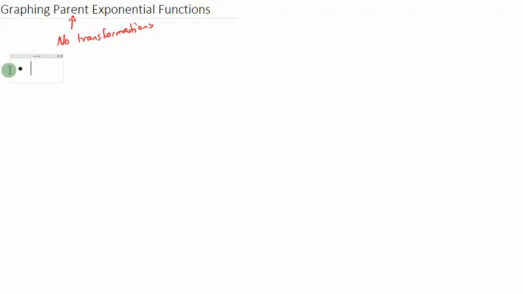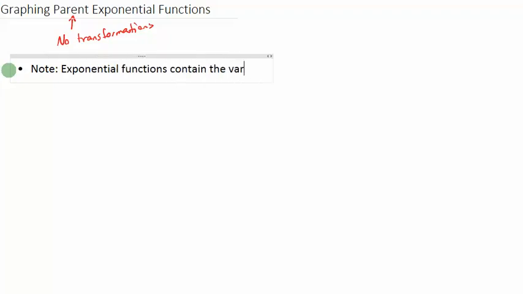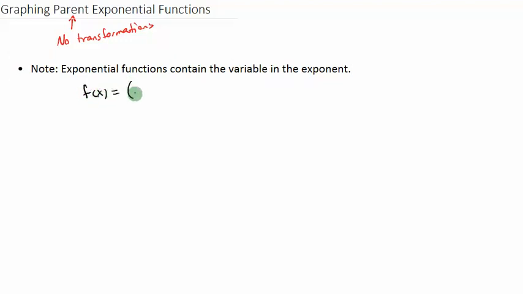Also, exponential functions contain the variable in the exponent. So that's what makes them exponential. So we're basically going to be looking at functions like f of x equals some number to the x power. Those will be parent exponential functions. All right, so let's go ahead and try our first one here.